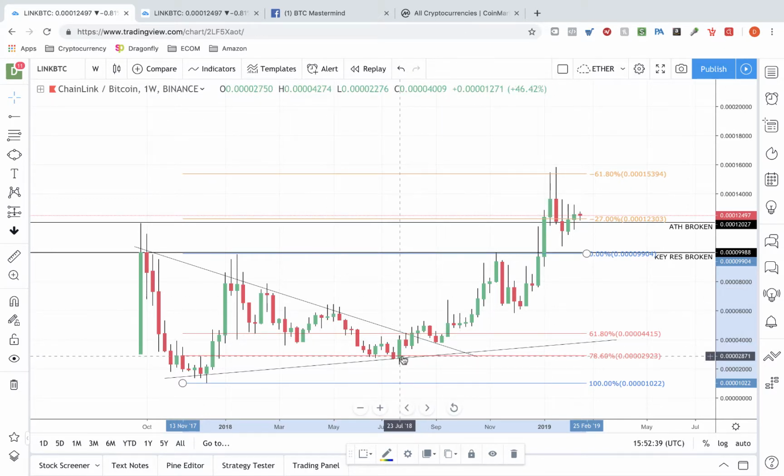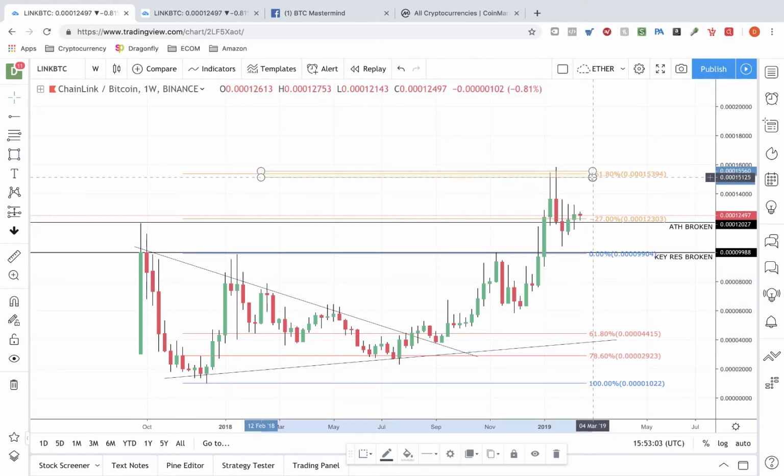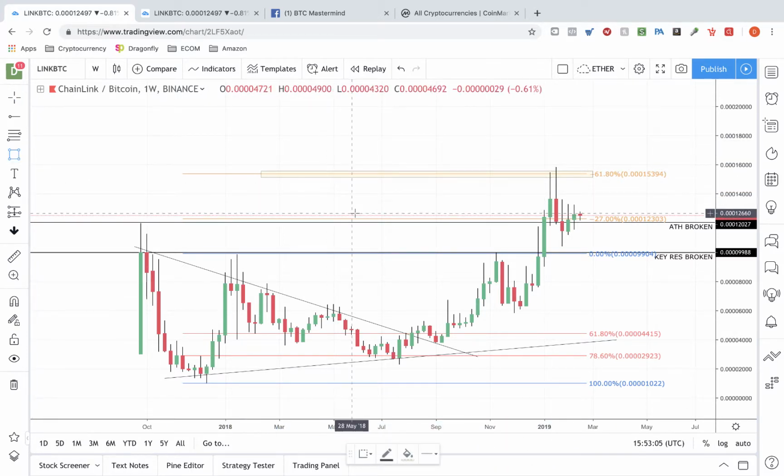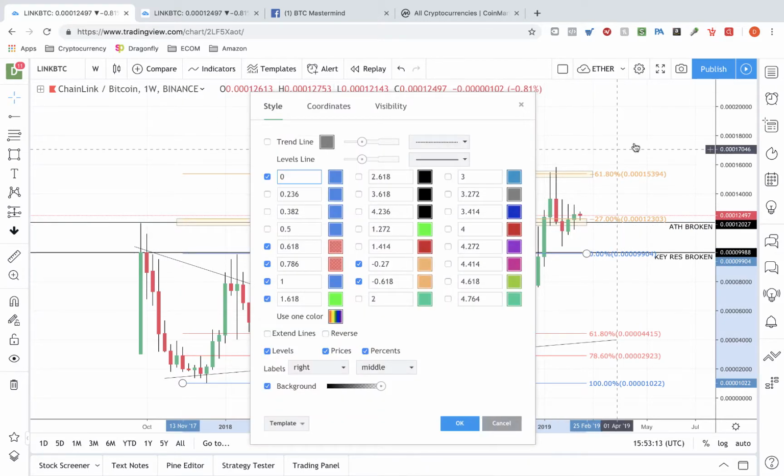Okay, so once we respected that level, we then broke the downtrend, kept going up, and then we went to our extensions. So before any of this was here, we're looking for a retracement from this area to these two areas, the 27 and the 61.8. And as you can see, it was respected perfectly to these areas. And the 27 just happened to be the all-time high area, which was respected as well.